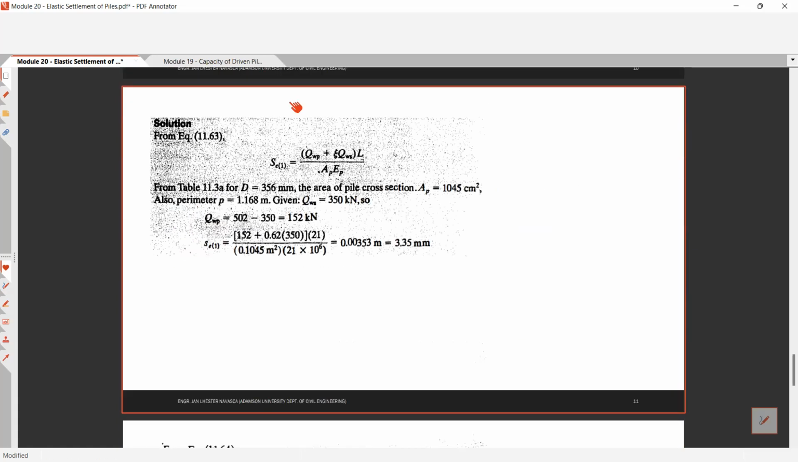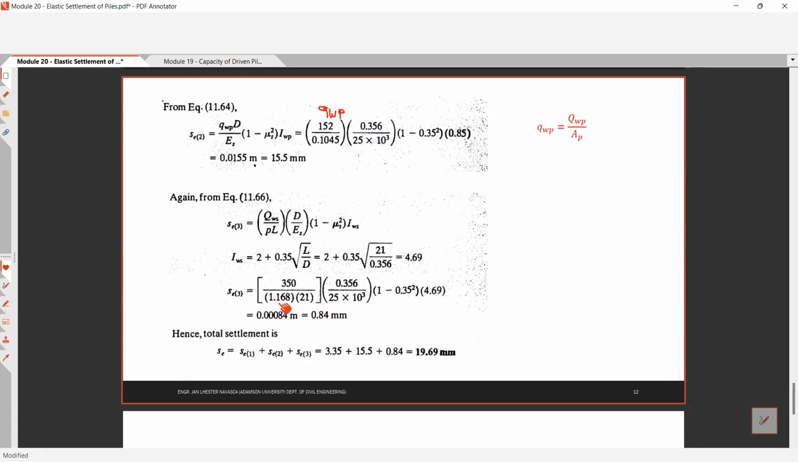Okay, so 1168, so 1.168 meters yon, times mo sa 21, that is, ito yung Q sub WS mo, yung small letter q, WS. Okay. Next, yung D over ES is 0.356 over 25 times 10 raised to 3. 1 minus mu S squared, that is 1 minus 0.35 squared. Okay, then what is your IWS? The influence factor in the skin friction. It's given by 2 plus 0.35 square root of L over D. Okay. So your L is 21, your D is 0.356, therefore your IWS is 4.69.